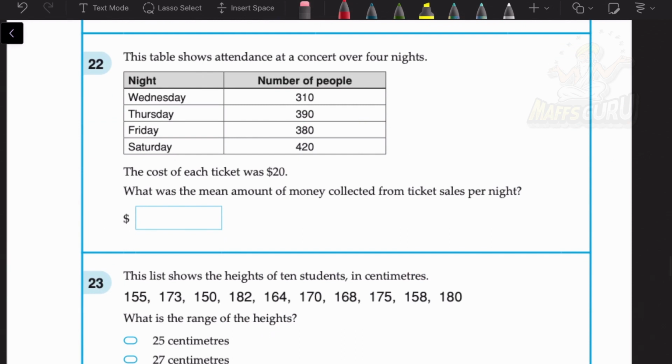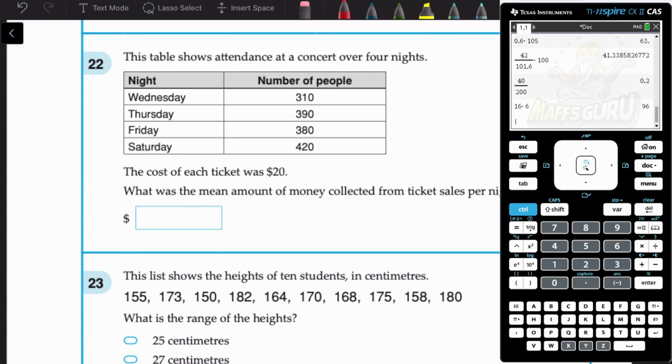The table shows attendance at a concert over 4 nights. The cost of each ticket is $20. What was the average amount of money collected from ticket sales per night? Okay, the average amount. Well, the first thing I'm going to do is actually work out the average number of people, and that's going to be easier. So I'm going to work out 310, add on to that 390, add on to that 380, add on to that 420.